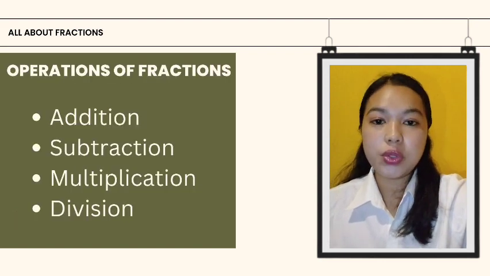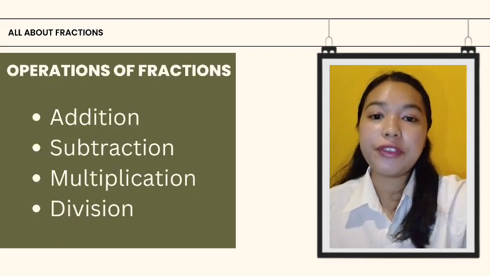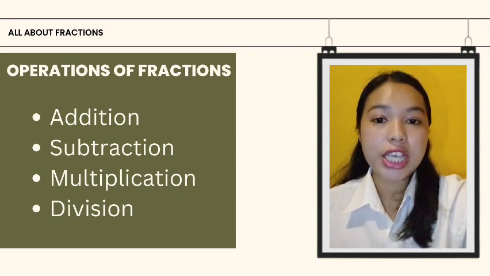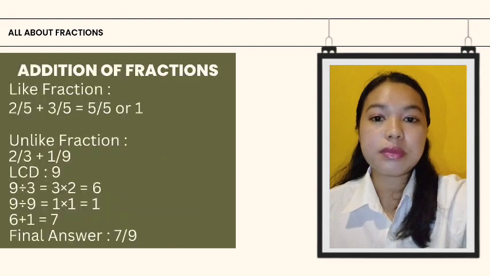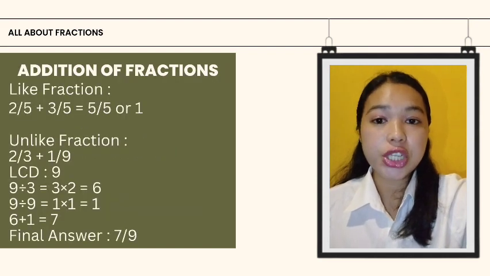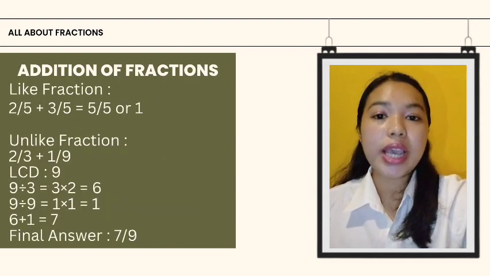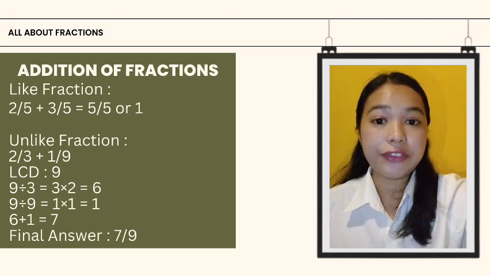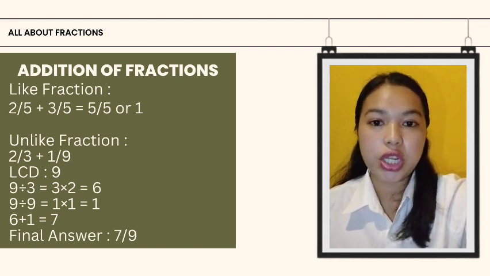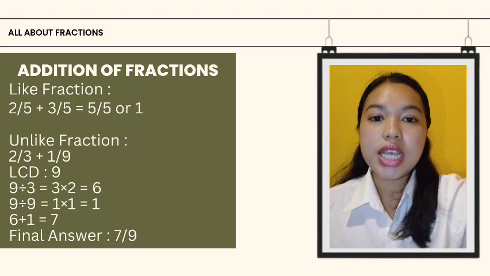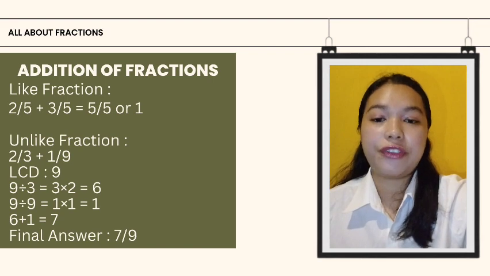So let's proceed to the four basic operations of fractions, which are addition, subtraction, multiplication, and division. So how do we add fractions? So first, we need to identify if the fraction is a like fraction or unlike fraction. When we say like fraction, the given fractions have the same denominator. So for example, 2 over 5 plus 3 over 5.